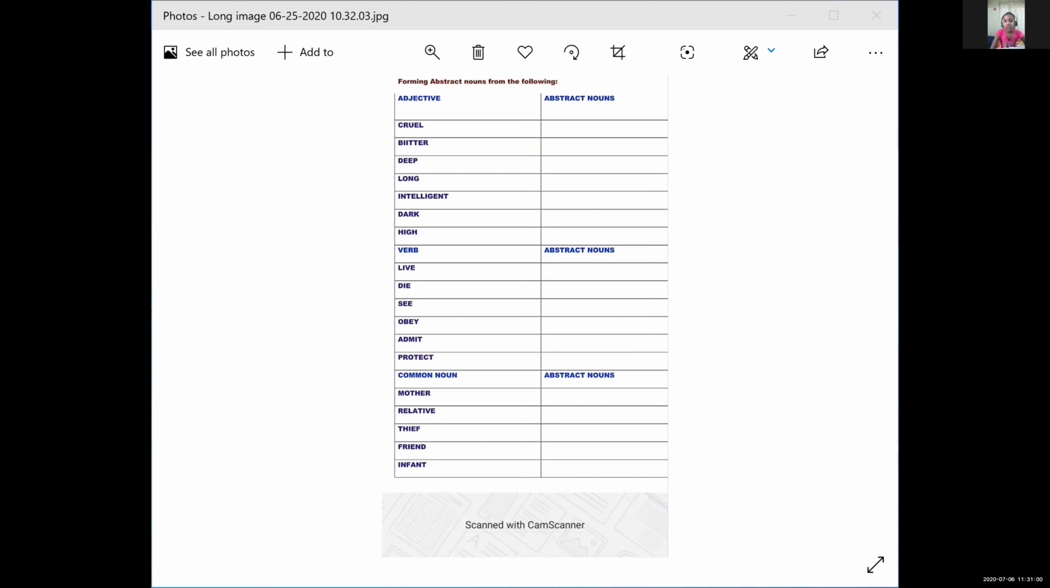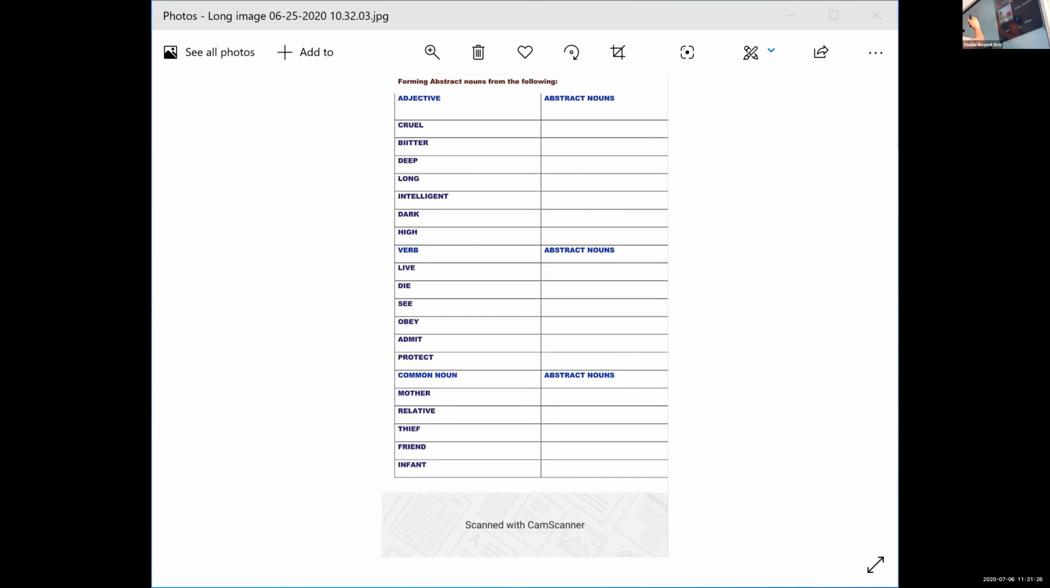Does an adjective describe a noun? Yes, it describes a noun. So you know that adjectives can be changed into abstract nouns. We have learned abstract nouns. Now we'll see how we can change these adjectives. I've written three adjectives over here. How will you change them? Kind. Let's take that as an example of an abstract noun.